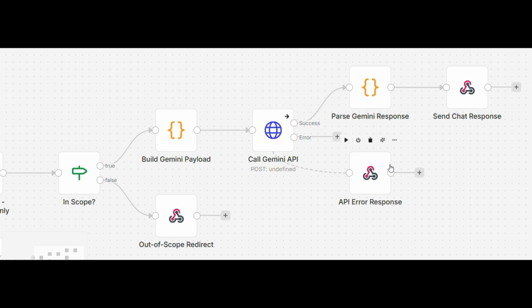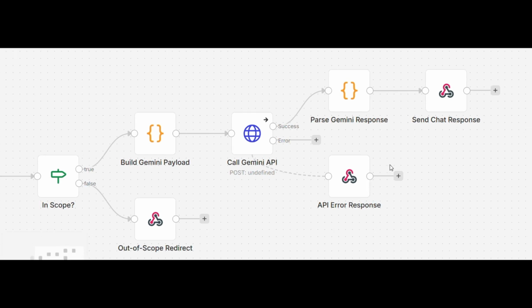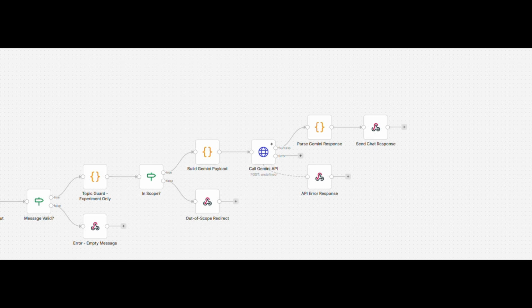Once we receive the response, we parse it, clean it, and update the conversation history to maintain context. Finally, the system sends a response back to the user through the webhook. So overall, the flow is input, validation, topic filtering, AI processing, and response delivery. This ensures that the chatbot stays focused, reliable, and aligned with CompeteSmart's purpose.